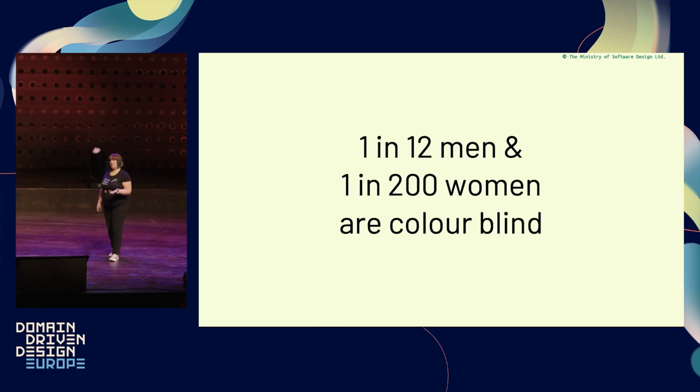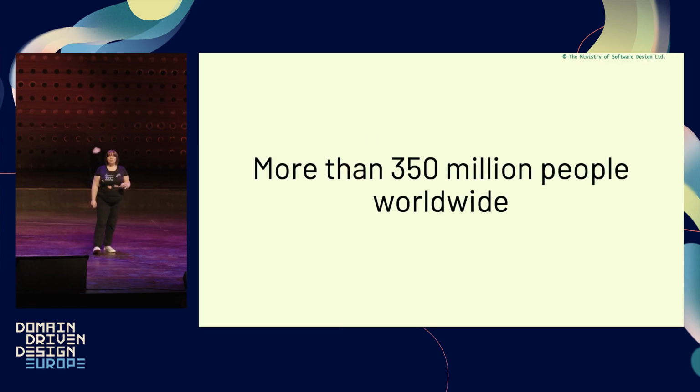Now, if you think about the tech industry at the moment, are there more men or women? There are more men at the moment. It's changing a bit, and hopefully it's going to change a bit more. But it means that you are more likely to come across somebody who is colorblind in the tech industry than in some other industries. And if we think about it, it's more than 350 million people worldwide, which is quite a big number. It's more than the total population of the USA. It's about half the population of Europe, if we're looking at people worldwide.